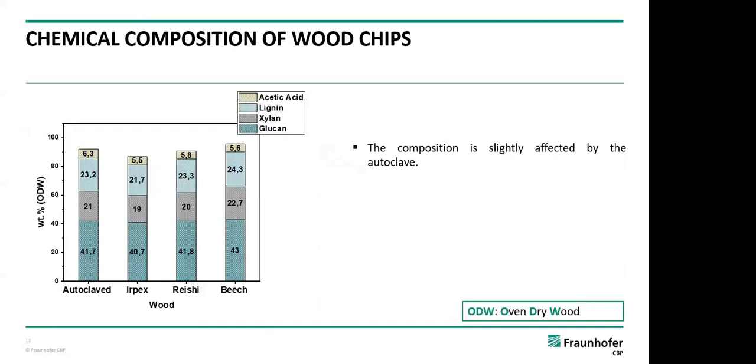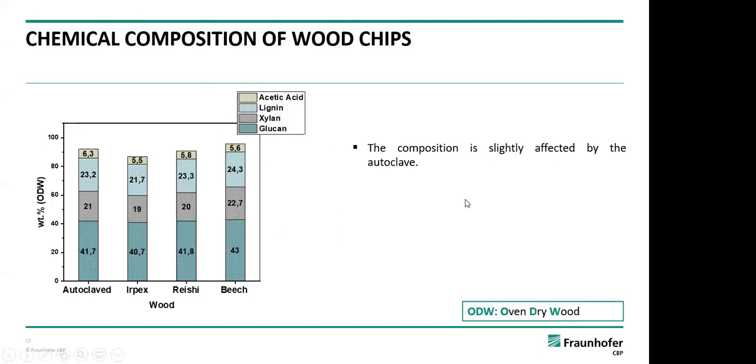In this slide, we have to know the chemical composition of the autoclaved beechwood, the control sample, and the fungal pre-treated beechwood. It is necessary to know the composition for other calculations like yield and composition. As we see, the main components of this wood are glucan, xylan, lignin, and acetic acid.